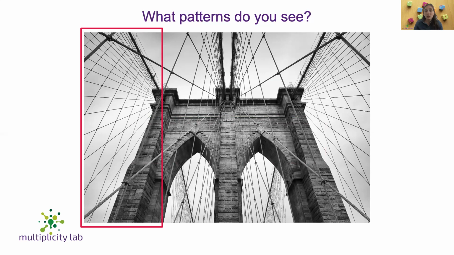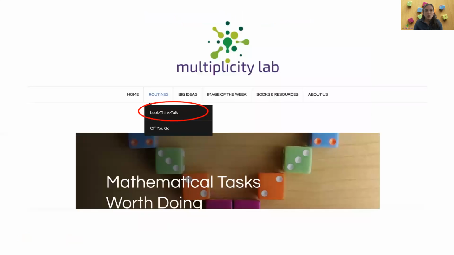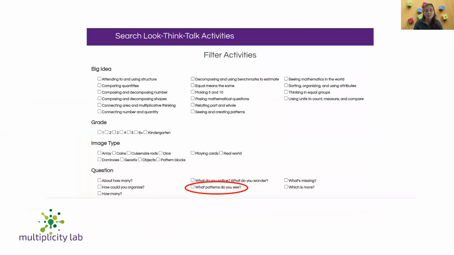These are just two examples of how looking for patterns can open up big ideas and rich conversation with your students. We have dozens of what patterns do you see activities at Multiplicity Lab. To find these, begin looking at the Look, Think, Talk tab. You can use our filter to select the question, what patterns do you see? And if you'd like to narrow your search, you can select a grade level or material, like coins, dominoes, or real-world images to match your goals.